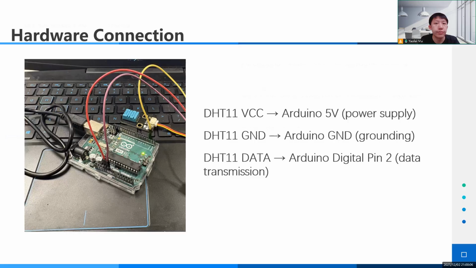Hardware connection. Now let's see how to connect them. Connect the DHT11 VCC pin to Arduino 5V for power, ground pin to Arduino ground for grounding, and the data pin to Arduino digital pin 2 for data transfer. Important, the connections must match the pin number in the Arduino code later. Otherwise, it can't read data.